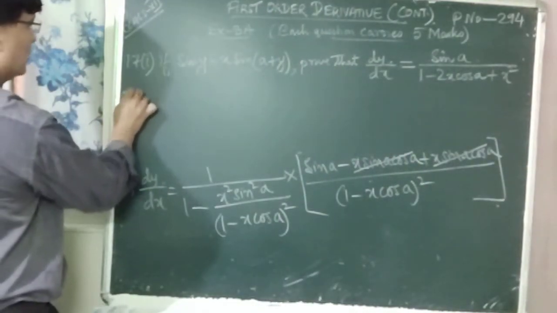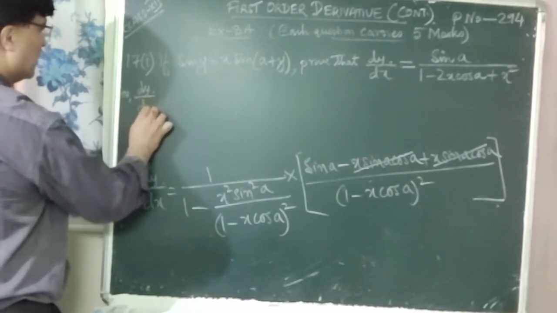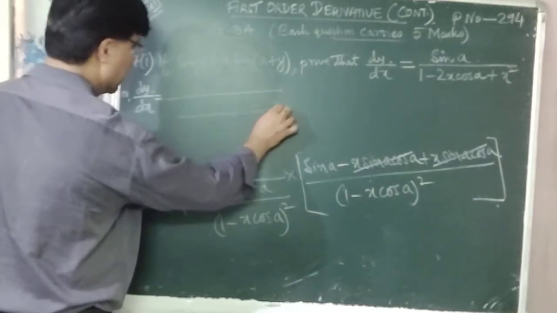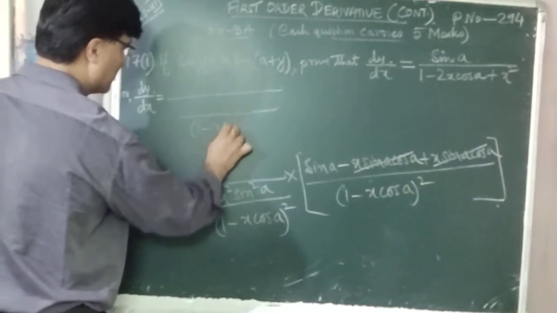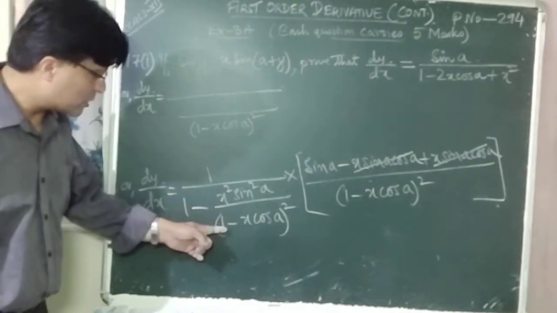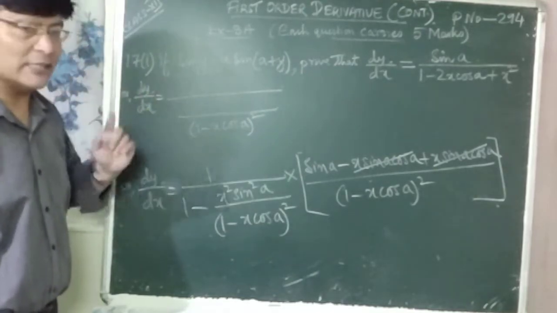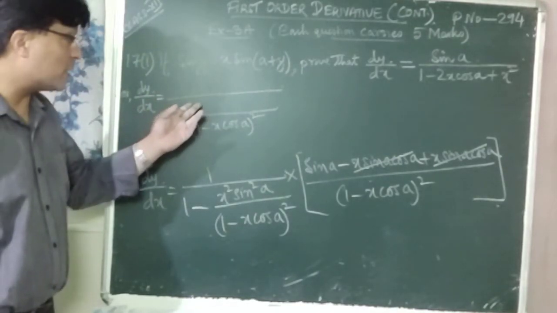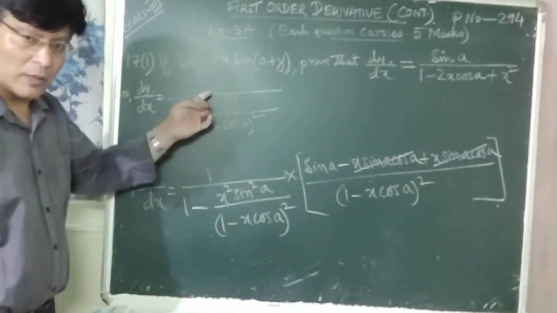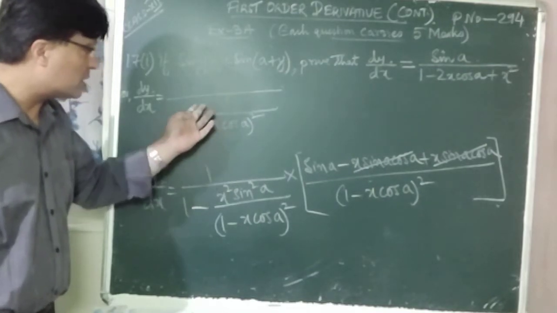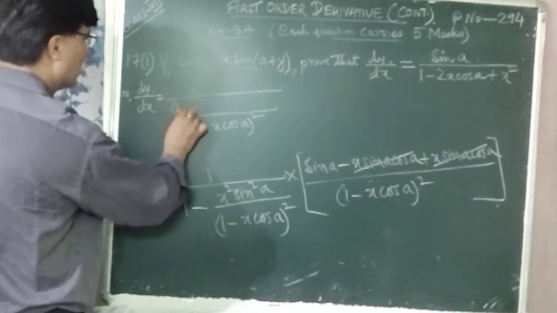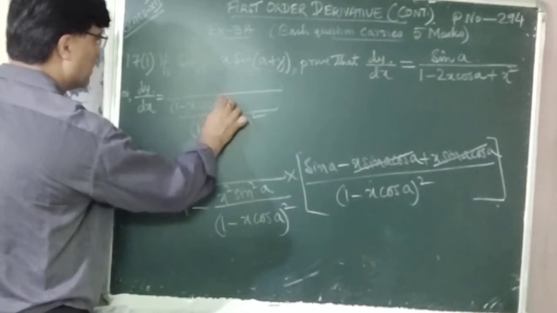Or you can take the LCM here. So dy by dx is equal to, in the denominator, what's the LCM? 1 minus x cos a whole squared is the LCM. So what will be the expression just above this denominator? 1 minus x cos a whole squared into 1, that is 1 minus x cos a whole squared.